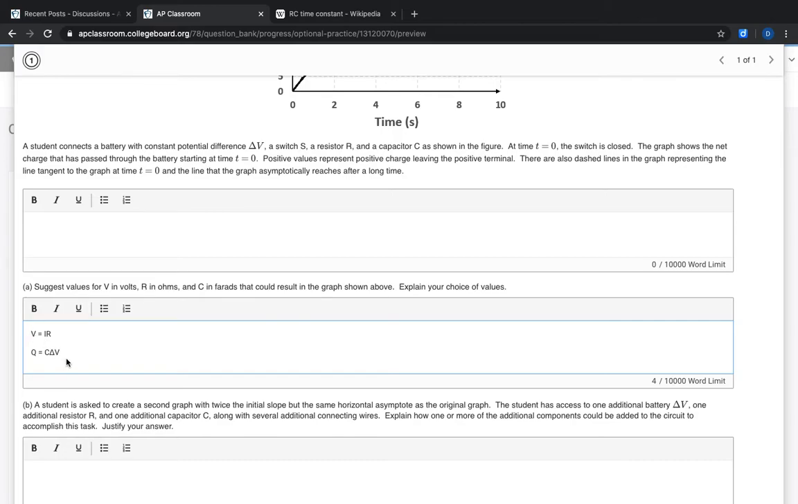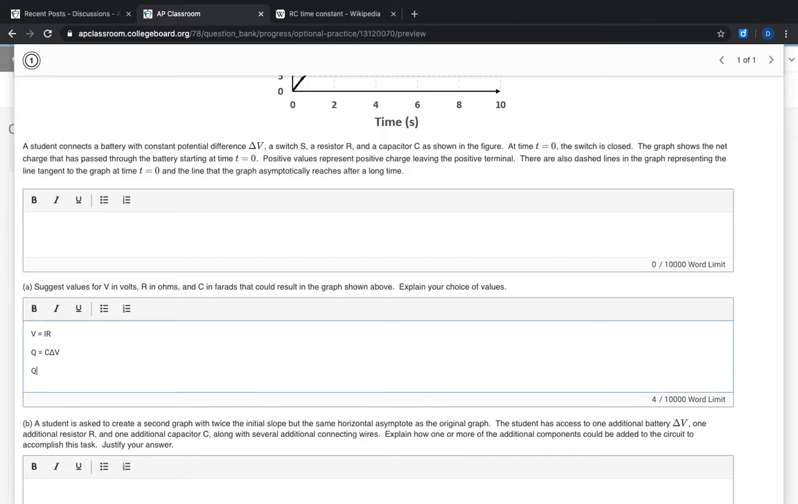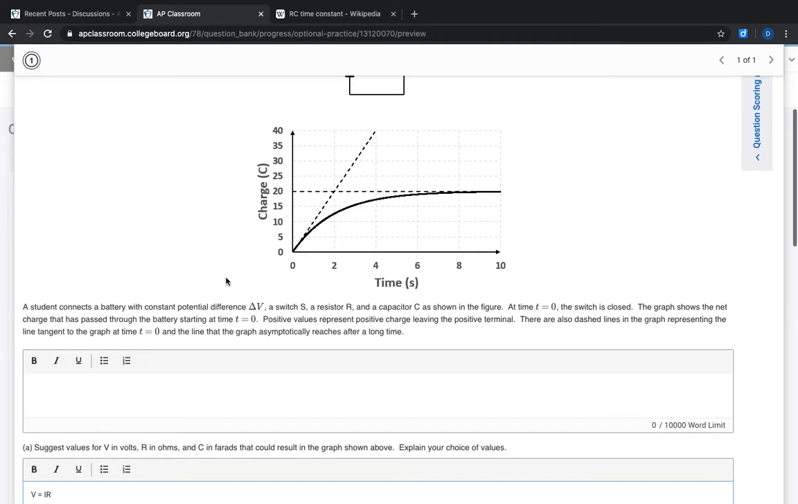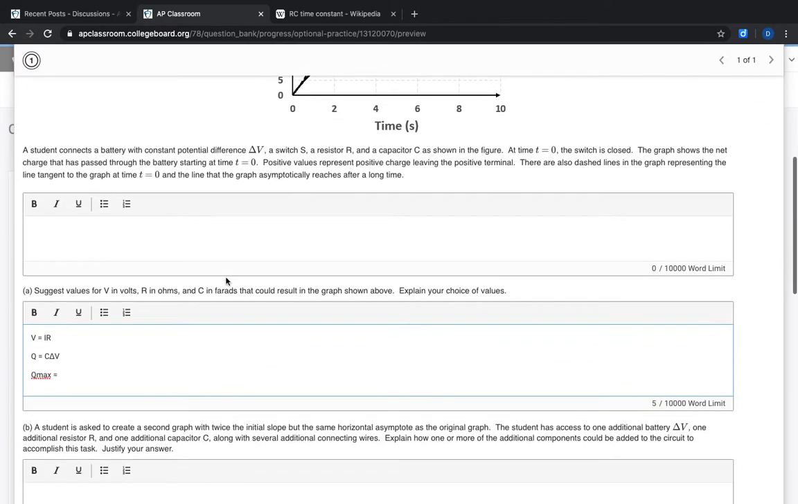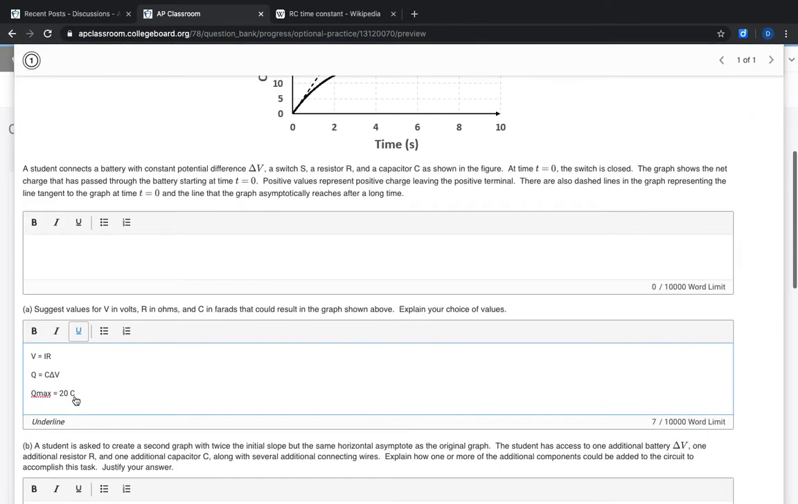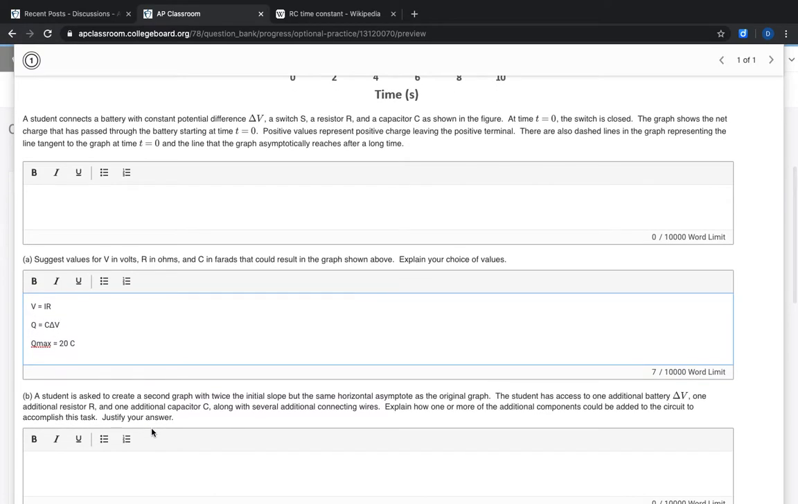So what else do we know? We have V equals IR, charge equals C delta V, and we can actually get charge from the graph, right? So Q from the graph, or we could say Q max, from the graph, it's 20 coulombs. So we'll just say 20 coulombs. And we can use this equation right here to relate the total charge with the total voltage, which in this case is equal to whatever the battery voltage is. So we could say Q equals CV when it's fully charged.